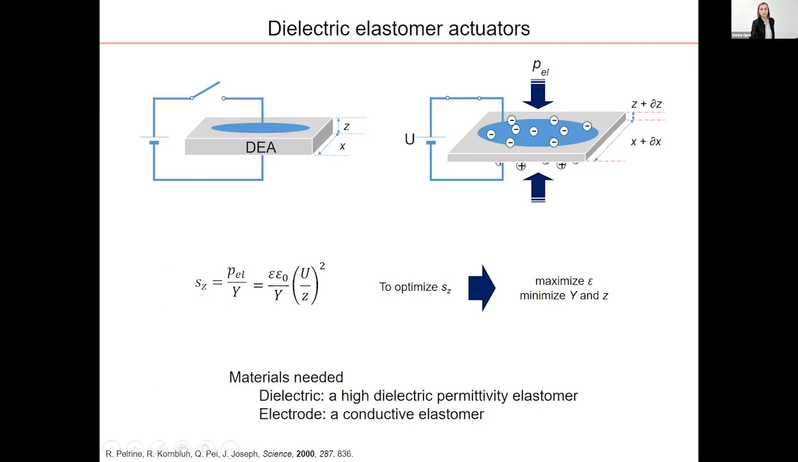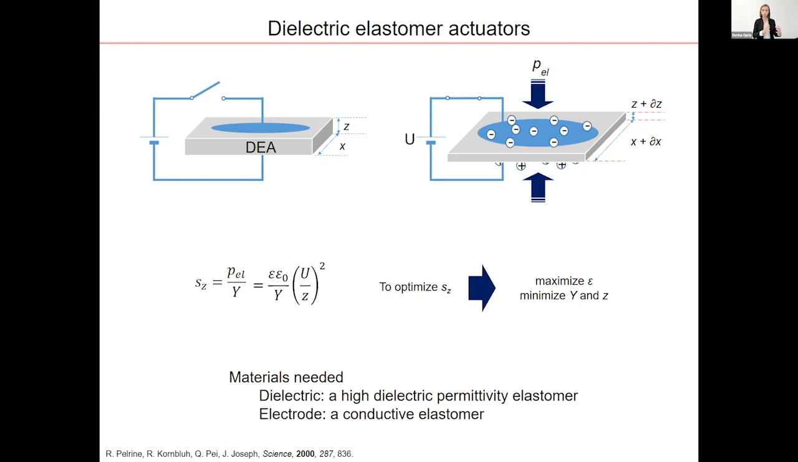This formula gives the actuation strain in the thickness direction: it is inversely proportional to the elastic modulus, proportional to the dielectric permittivity, and inversely proportional to the square of the thickness. So in order to reduce the driving voltage U, one has to increase the dielectric permittivity of the elastomer, decrease the elastic modulus, and decrease the thickness of the dielectric film. As you will see later, only by optimizing all these three parameters is it possible to access actuators operated at low voltages.